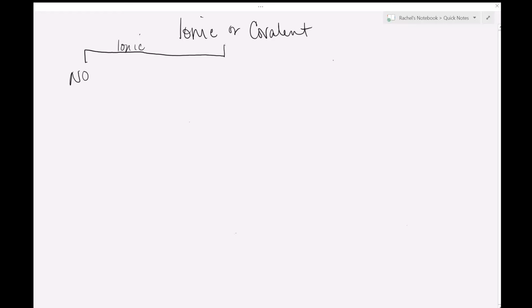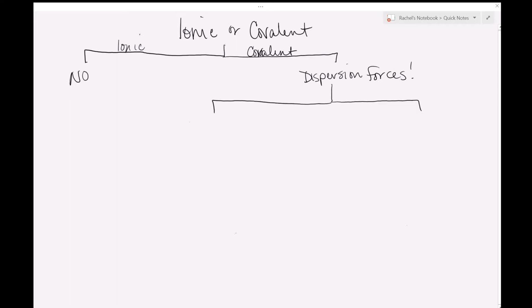If it's covalent, though, so let's say yes, it's covalent. Okay, if it's covalent, that's great. Well, we know that all covalent molecules have dispersion forces. Okay, so let's say yes, dispersion forces. Okay, but also now we need to think about, is this polar or nonpolar? Okay, so let's say this side is polar, this side is nonpolar.